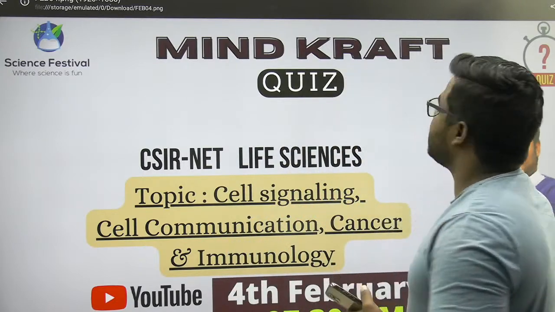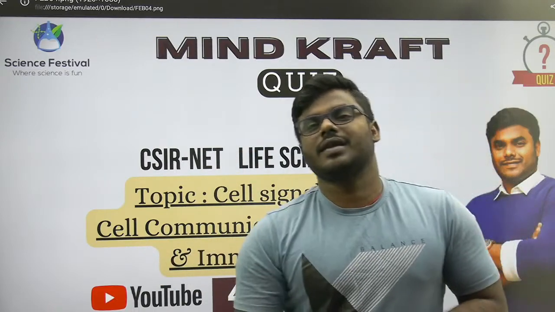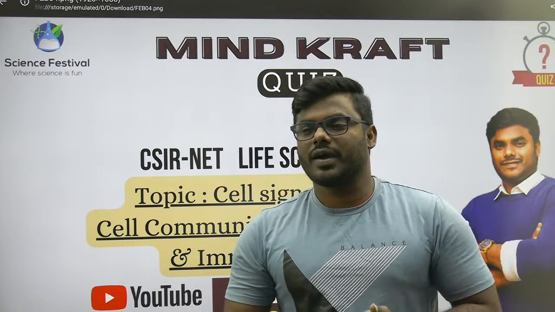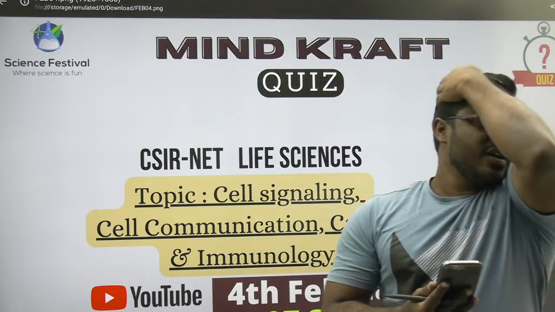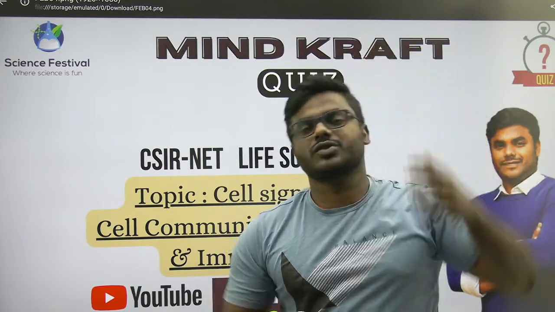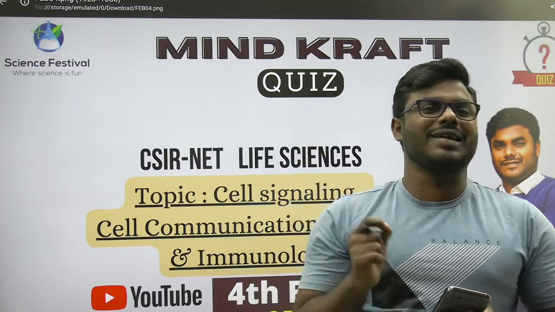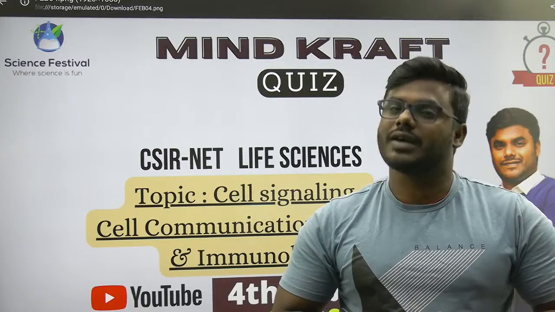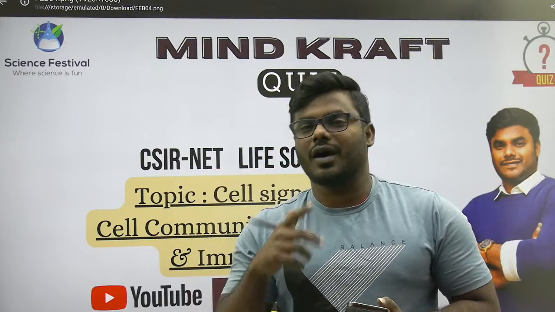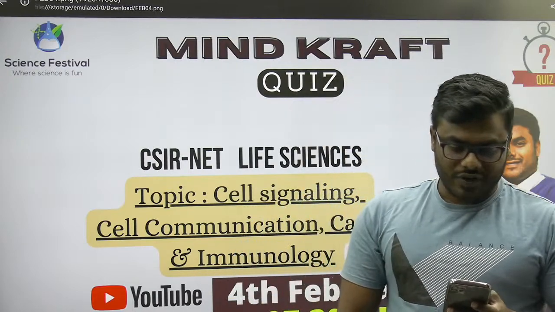So today we will start, as I said, cell communication, cell signaling, cancer, and immunology. It's a kind of easy test only. Friends, there are a total of 18 to 20 questions. Make sure that out of 18 to 20 questions, you answer at least 13 to 14 correctly. For example, if we are solving 18 questions, you have to answer at least 13 to 14 questions correctly. Okay friends, let's start.